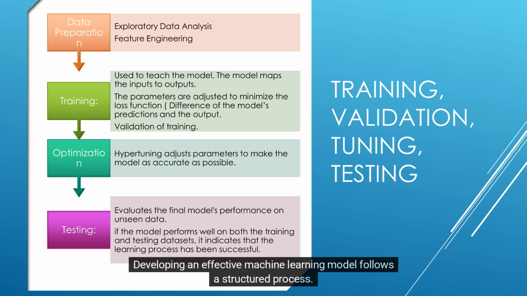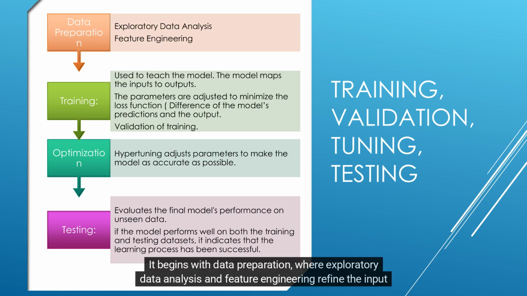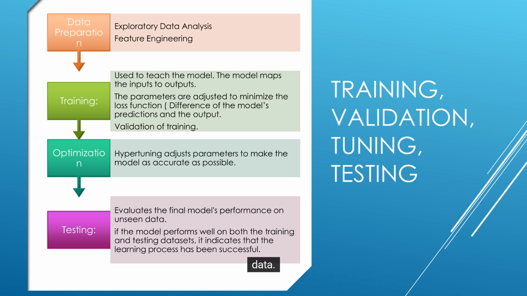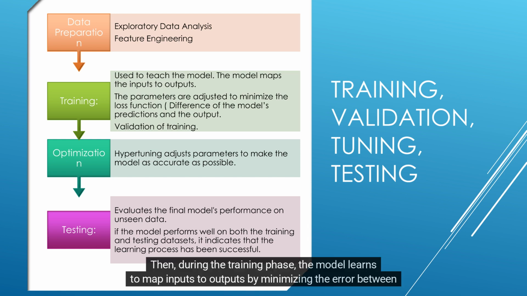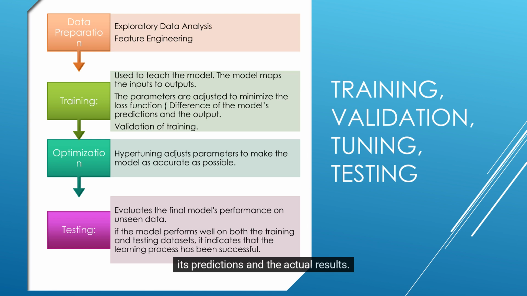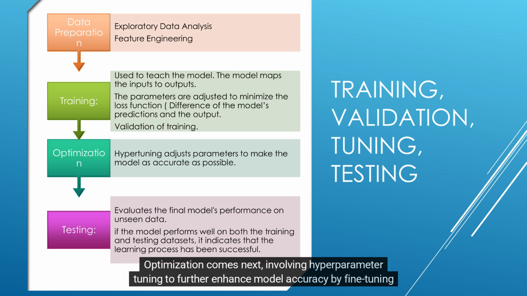Developing an effective machine learning model follows a structured process. It begins with data preparation, where exploratory data analysis and feature engineering refine the input data. Then, during the training phase, the model learns to map inputs to outputs by minimizing the error between its predictions and the actual results. Optimization comes next, involving hyperparameter tuning to further enhance model accuracy by fine-tuning key settings.